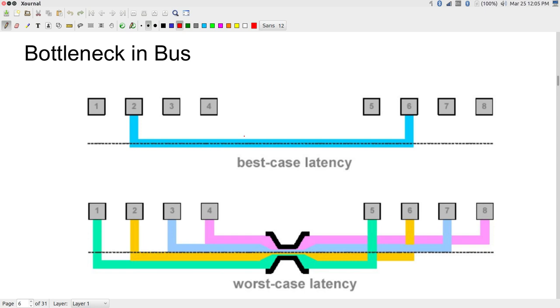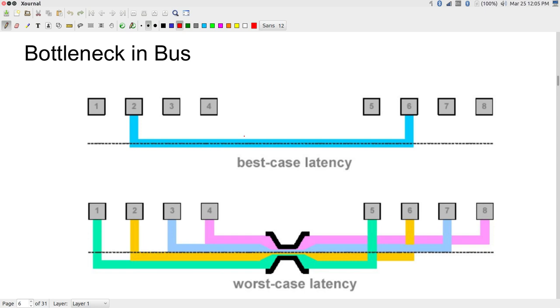You can think of it as best bandwidth or best latency, because primarily what we are saying is, if I want to transfer X amount of data, how quickly can I get it from node 2 to node 6 in this case, or the other way around? Okay. Now, why I'm calling this the best case is the entire bus bandwidth is available to me. So node 2 can at every clock cycle be transferring data and all of it will be being received by node 6.